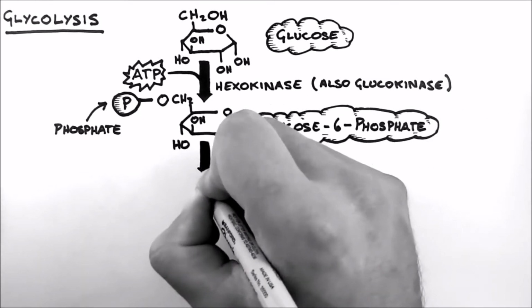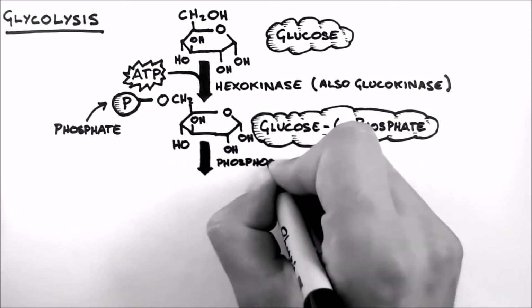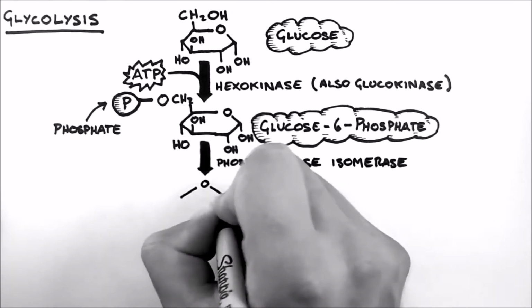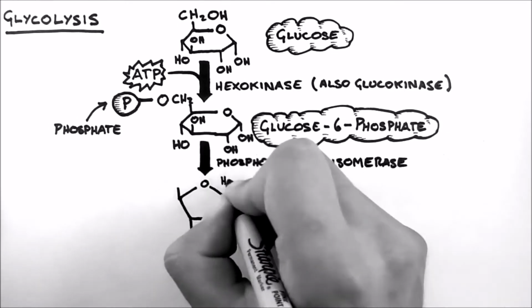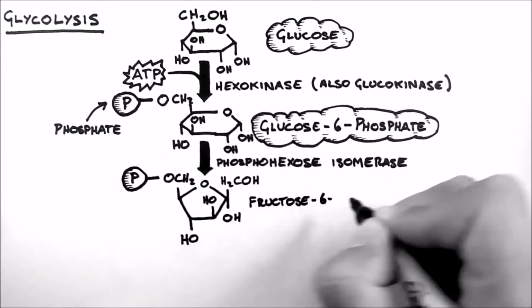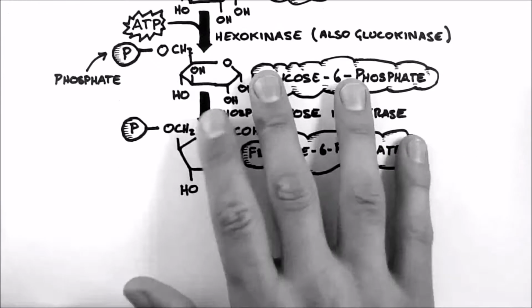The glucose 6-phosphate is acted upon by phosphohexose isomerase. Isomerases are enzymes which rearrange the structure of the substrate without changing the molecular formula. We can see that the phosphohexose isomerase rearranges the glucose 6-phosphate into a fructose 6-phosphate molecule.